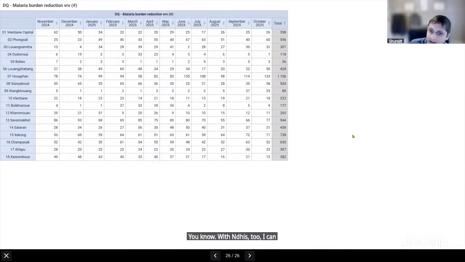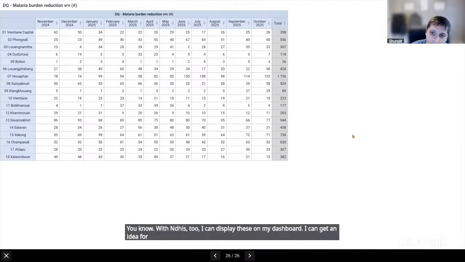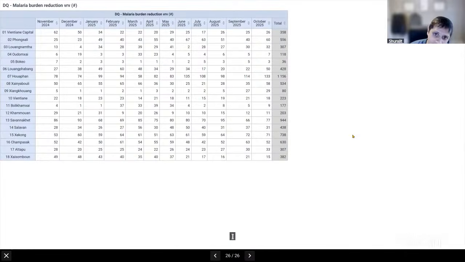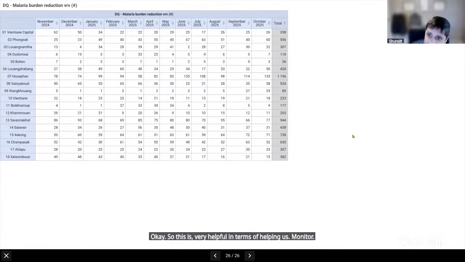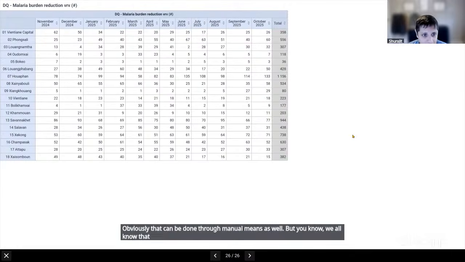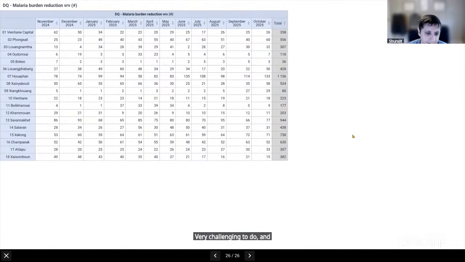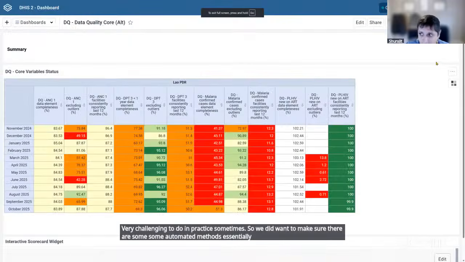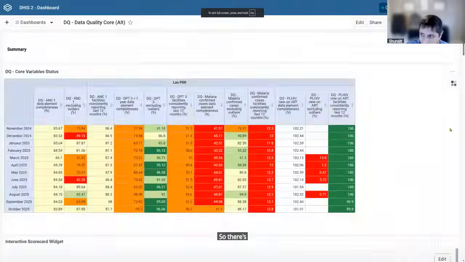I can display these on my dashboard. I can get an idea for the total number that I have, and whether someone's going through and following the procedures we've outlined, and fixing all these challenges we faced. So this is very helpful in monitoring the fixes that we're implementing through our system. Obviously, that can be done through manual means as well, but we all know that's very cumbersome and challenging to do in practice sometimes. So we wanted to make sure there are some automated methods to help you with that. So there's an example for validation rules.